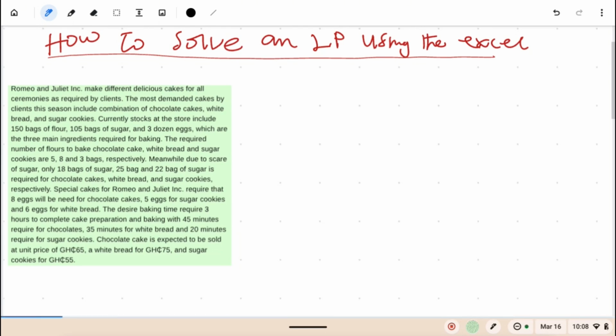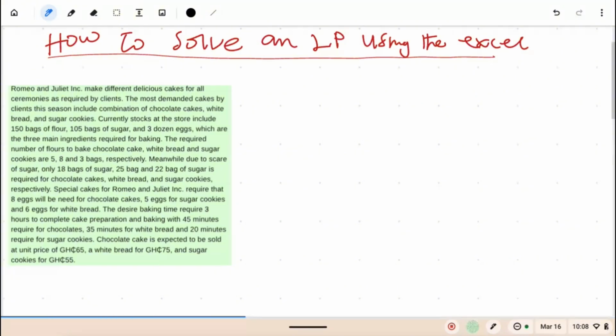So good everyone. In today's session, we're going to learn how to solve a linear program using Excel. We have a question here that we'll be solving. In a previous video, we learned about the kind of things you need to look for when solving a linear programming problem.